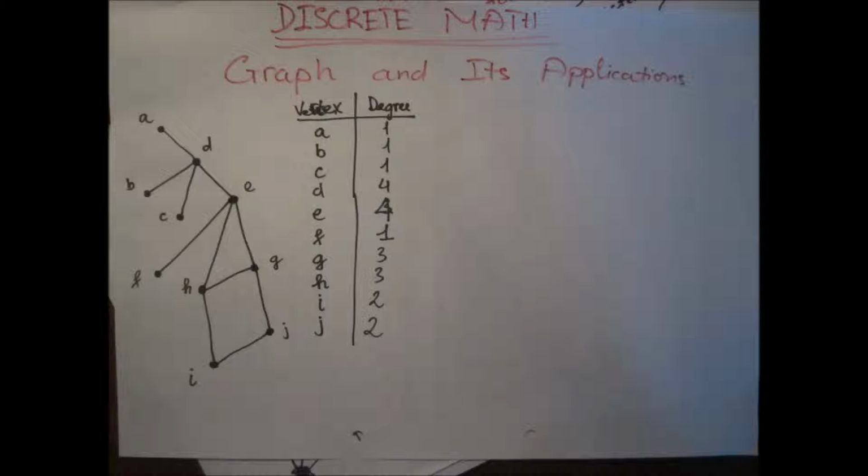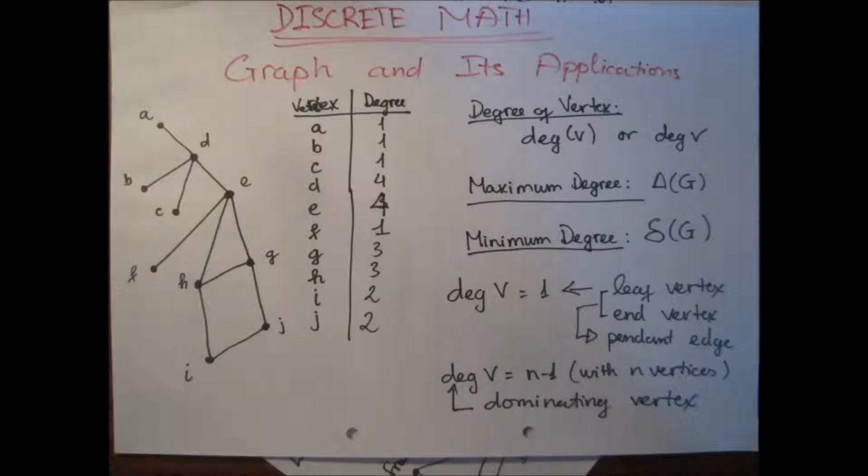In a regular graph, all degrees are the same, and so we can speak of the degree of the graph. The vertex with degree 0 is called an isolated vertex. The vertex with degree 1 is called a leaf vertex or end vertex, and the edge incident with that vertex is called a pendant edge. The vertex with degree n−1 in a graph on n vertices is called a dominating vertex.